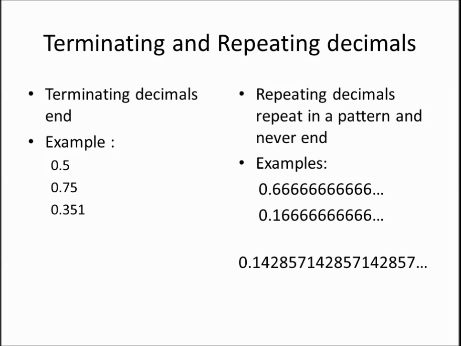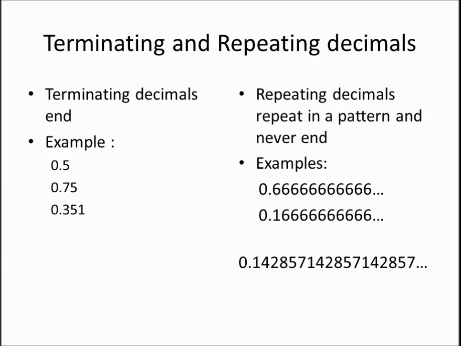What does terminating and repeating mean? Well, here are the definitions. Terminating decimals end. That's what it means. Repeating decimals repeat in a pattern, and that pattern goes on forever. So you see some examples there. The examples for the terminating decimals, see how they end. And for the repeating ones, if you see the dot, dot, dot, that means the pattern is going to continue forever.